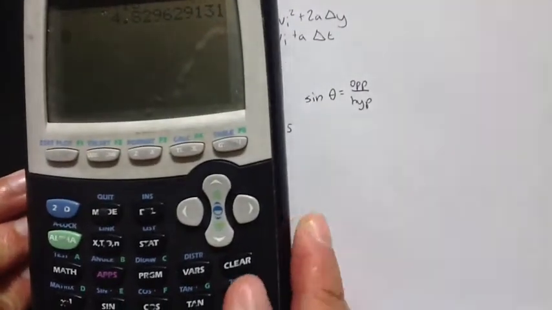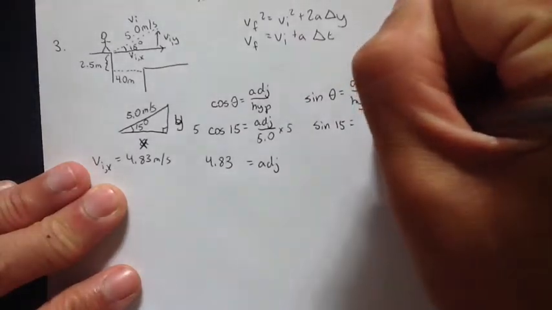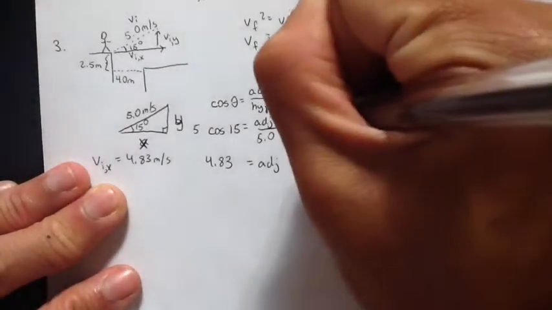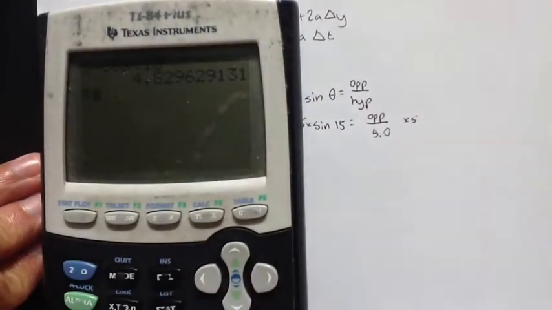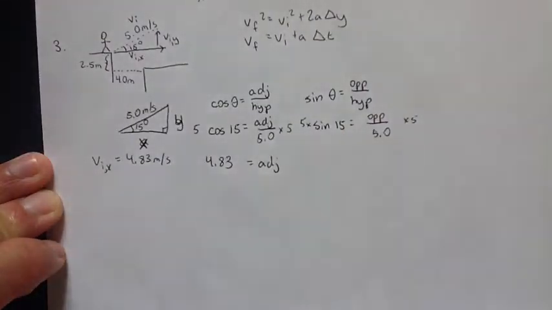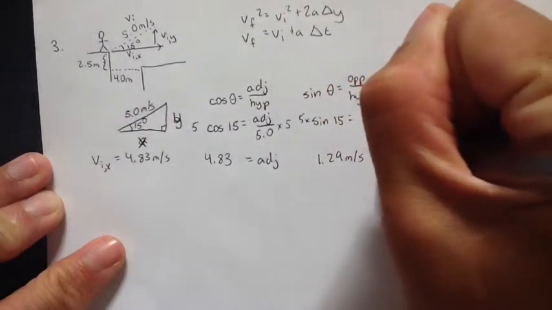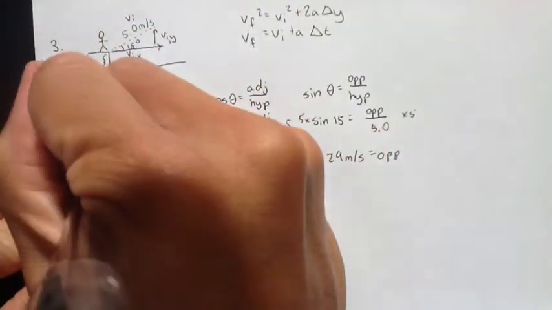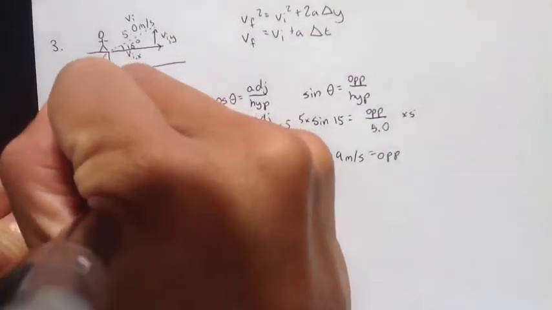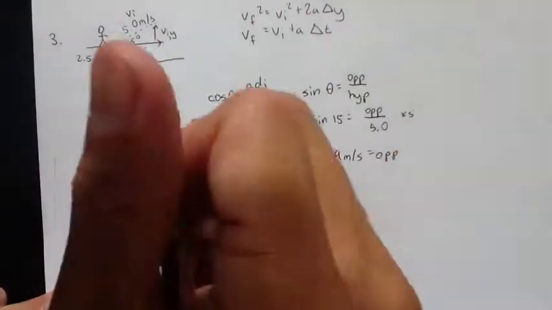And in the y direction, I'm going to have the same thing with the sine theta. So sine of 15 equals opposite over 5.0. Again, multiply both sides by 5. And if I take 5 sine 15 degrees, again making sure I'm in degrees and not radians, it is 1.29. So 1.29 meters per second is my opposite, which is here. So my velocity in the y direction is 1.29 meters per second.